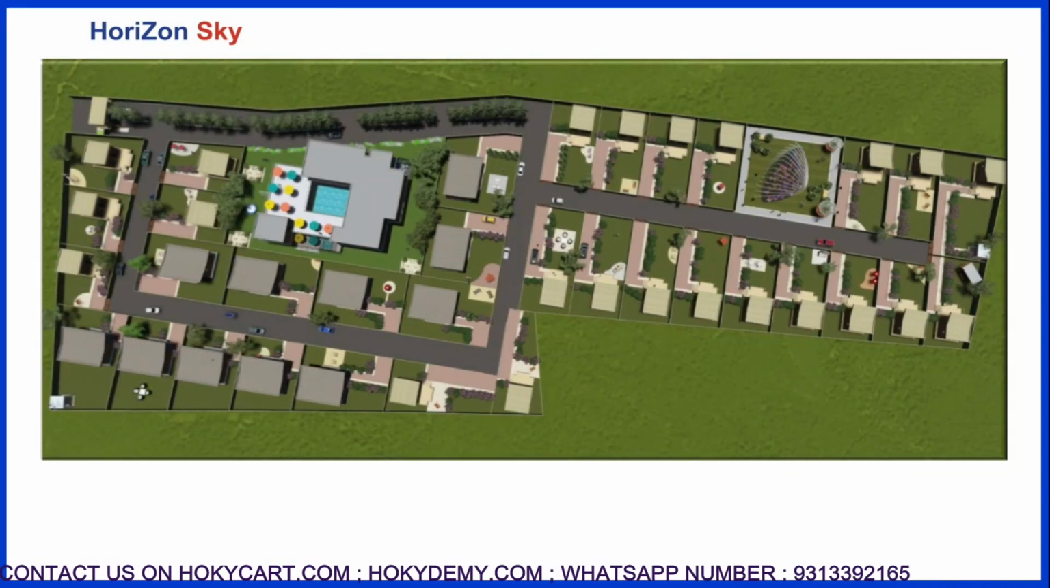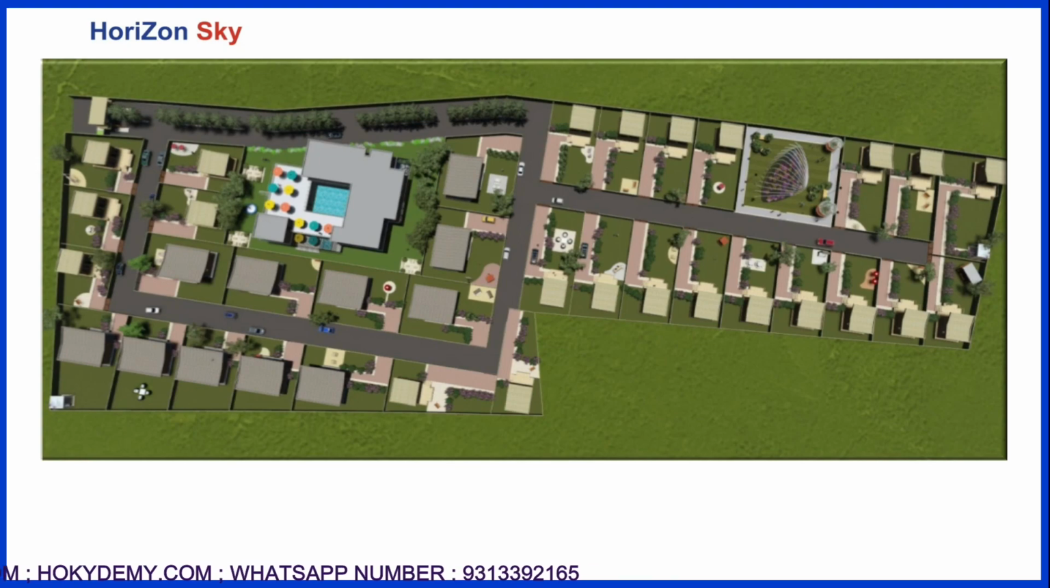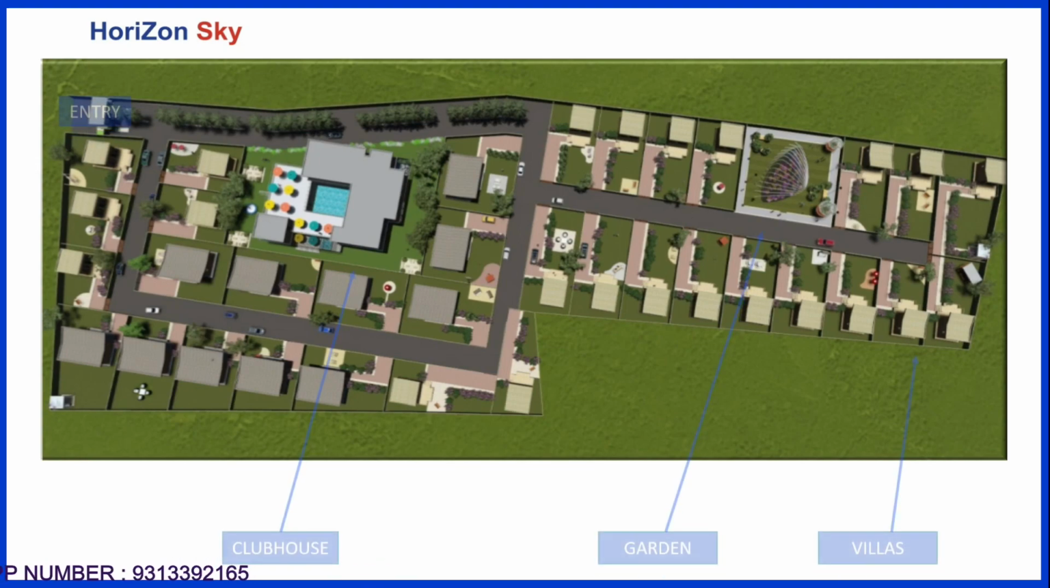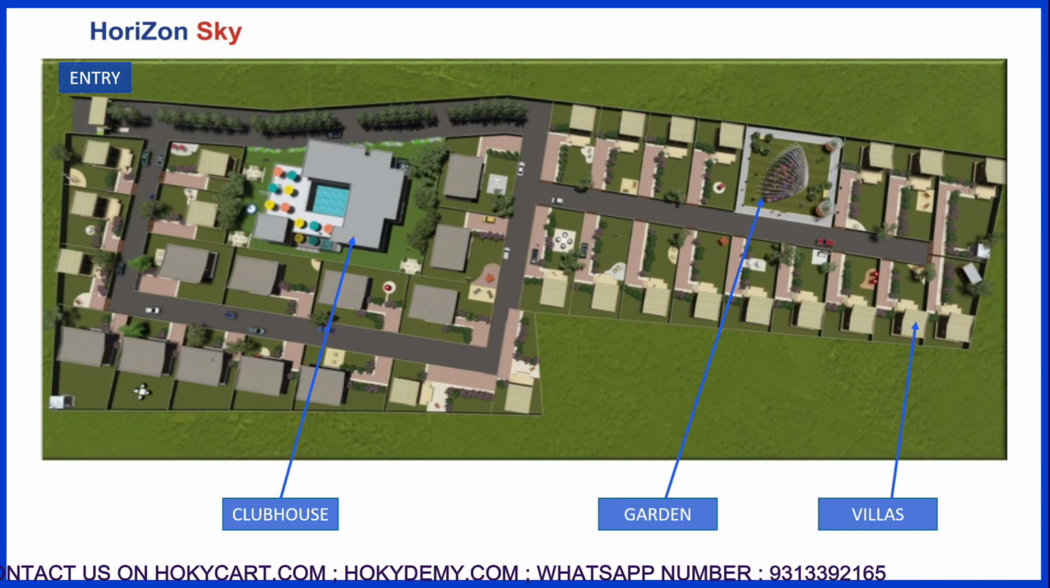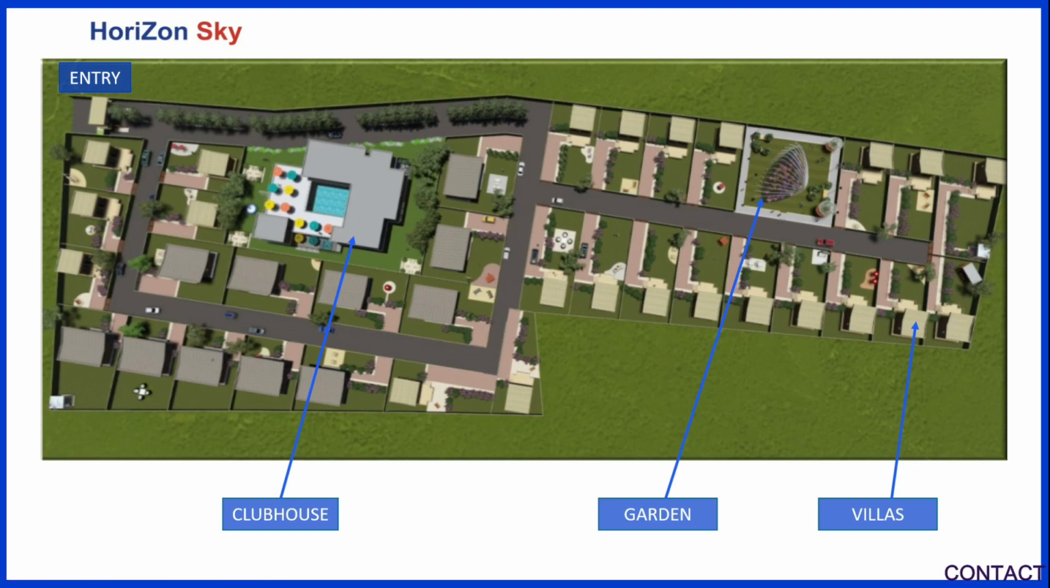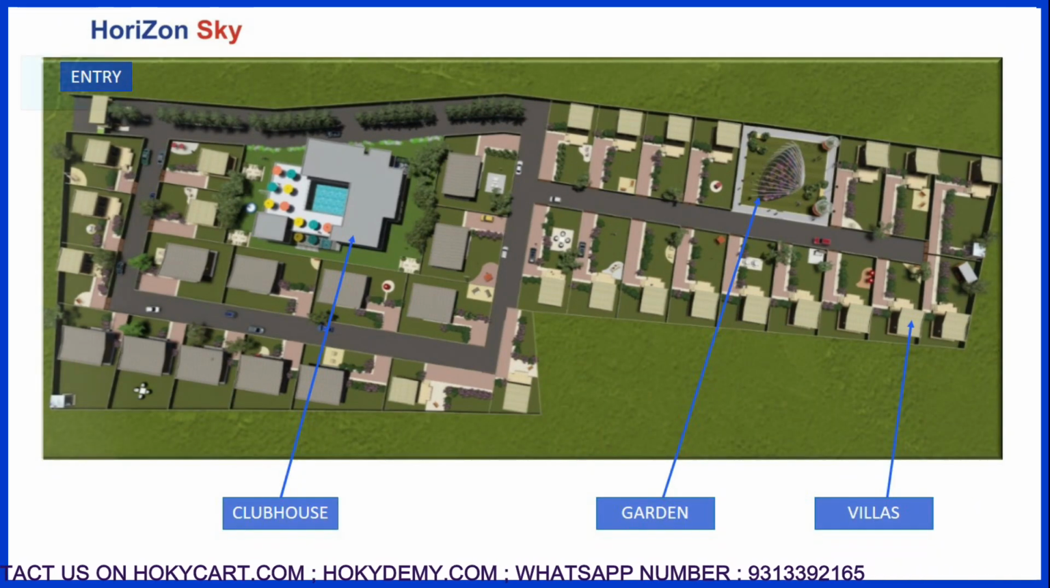Here we can see weekend villas of sizes varying from 300 to 500 square yard. Also, there are majorly three areas which are focused in this township. The first is the clubhouse, the second is the garden, and the third is the villas. The plotting is done in such a way that all the plots get exposure near to the clubhouse or near to the garden. Let us talk about these areas in detail.